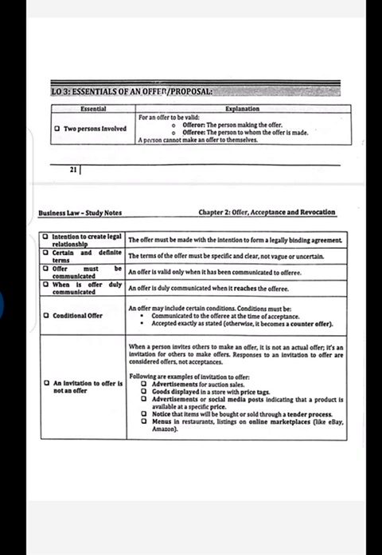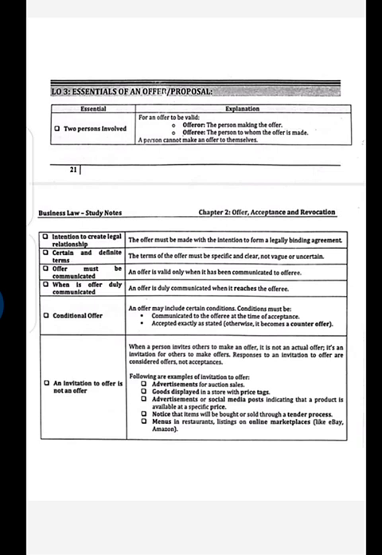Then, an invitation to offer is not an offer. Suppose I am inviting you for an offer and you are not aware of it, or it has not been communicated to you, then that is not an offer. When a person invites others to make an offer, it is not an actual offer. It is an invitation for others to make offers. Responses to an invitation to offer are considered offers, not acceptance.